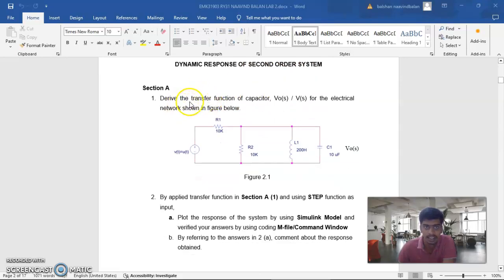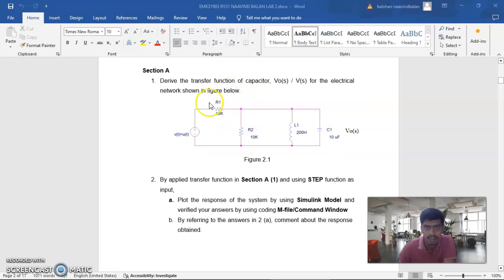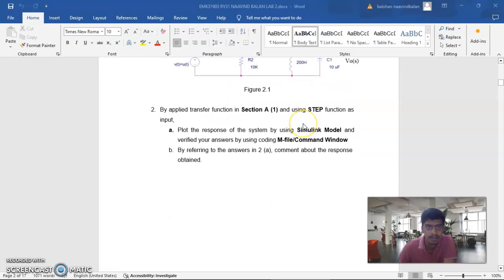For section A, derive the transfer function of Vout over Vs for the electrical network shown in the figure below. These are the circuits. By applying the transfer function from section A1 and a step function as input, plot the response of the system using the simulation model and verify your answer using the M file or command window. Then comment on the response.